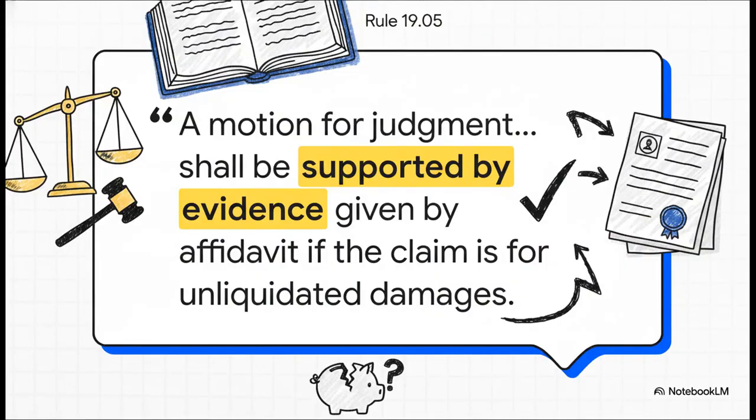accident. And this is where the rulebook gets super specific. Rule 19.05 is crystal clear. If your claim is for these unliquidated damages, your motion has to be supported by evidence. And that evidence has to be in a very specific format, a sworn written statement called an affidavit.